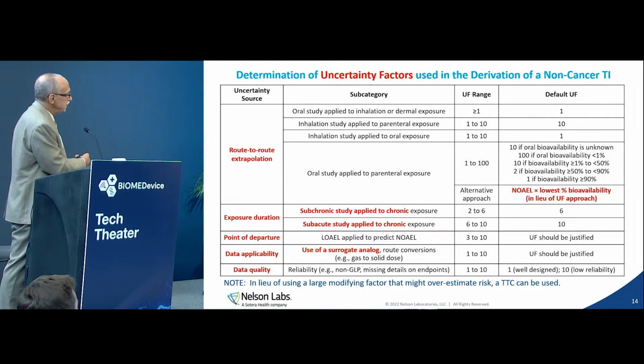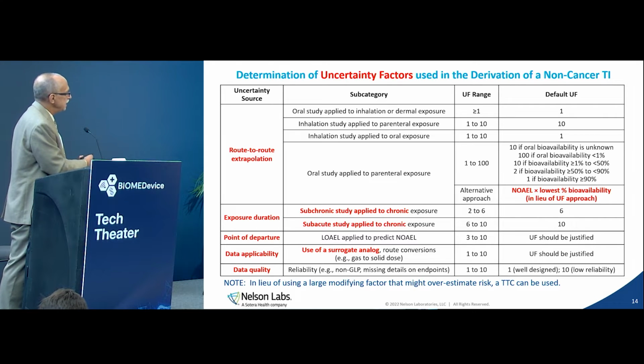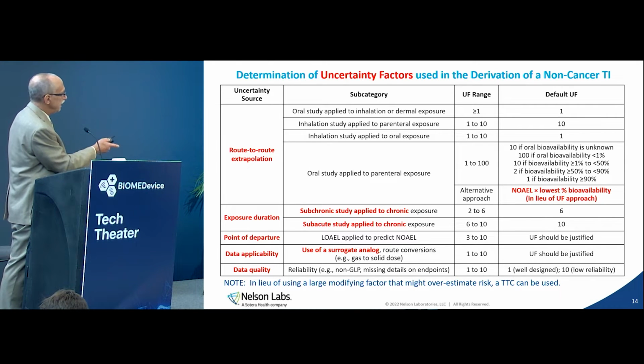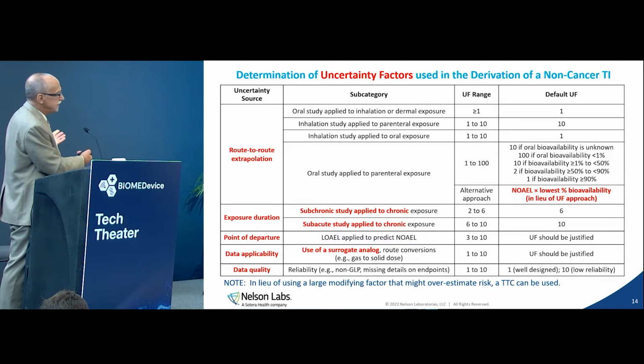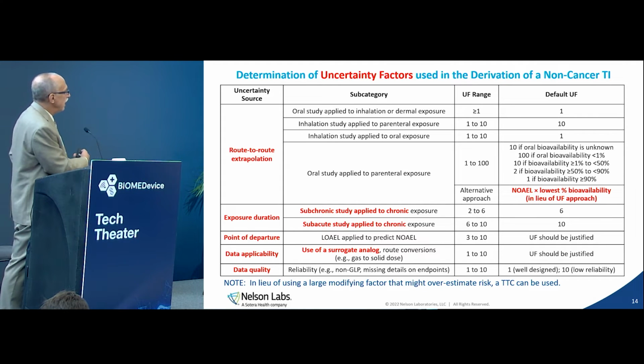An alternative approach, which is more nuanced, is you can take the no effect level and multiply it by the percent bioavailability, the percent absorption, which is more realistic, something that I pushed for to get it in there because it's often more realistic. Next, there's an uncertainty factor for exposure duration. So now if you had a 28-day study, subchronic, and you're trying to assess the longer term interval, 1 year or more, you have to use an extra uncertainty factor because toxicity may be worse after a longer time.